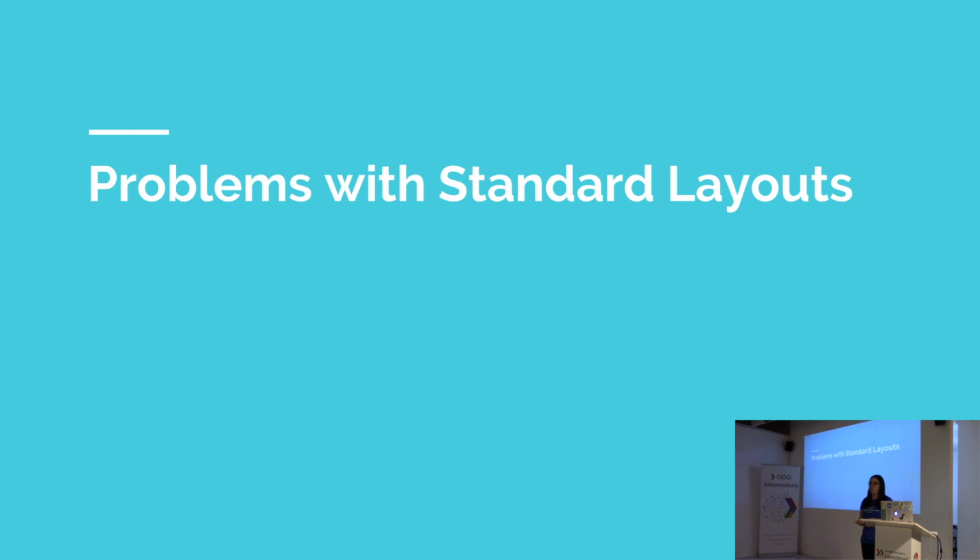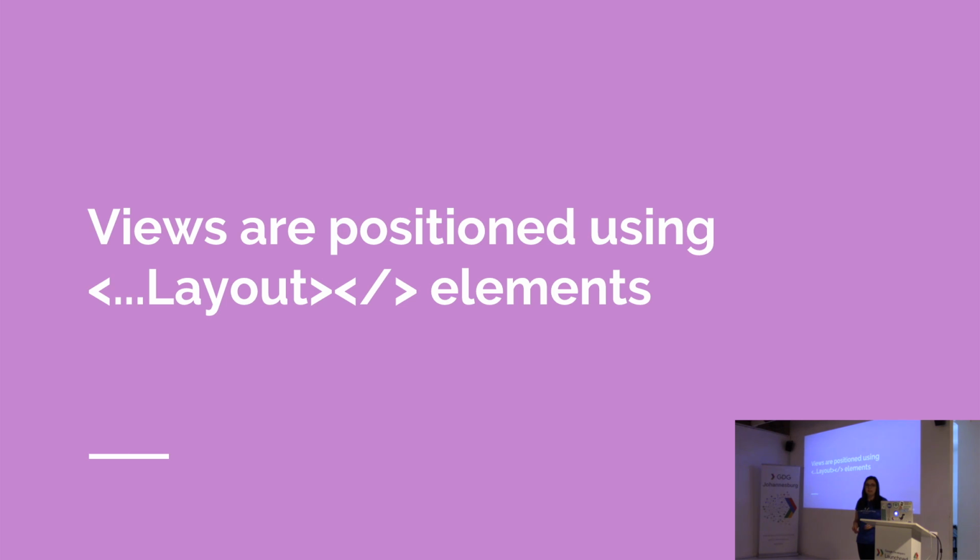So some of the problems with doing standard layouts like what we've seen is that views are laid out using layout elements. So we have relative layouts, we have linear layouts, we have all these other components that describe exactly where something is positioned on the screen, which is actually quite counterintuitive to what a layout should be. A layout should just contain the views that it needs, and positioning information should either be on the elements itself or within some kind of constraint system that you have on the views themselves.